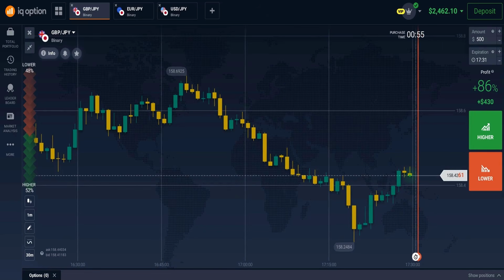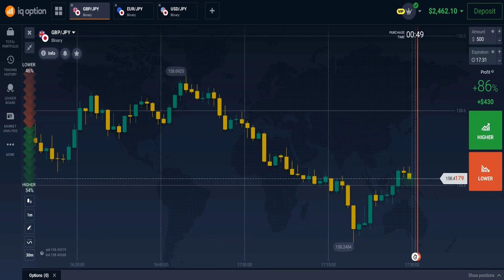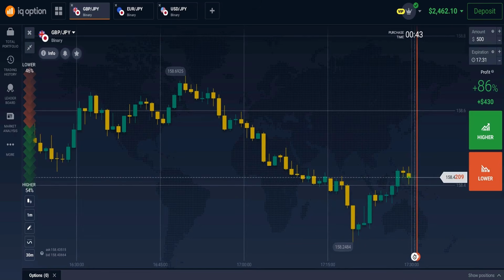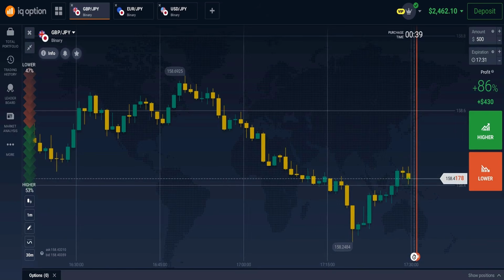The candle time frame for this strategy is 1 minute, and the expiry time is also 1 minute. The best trading sessions for this strategy are the European session and the New York session, and very important: avoid trading during major news releases, because news can break any technical pattern.